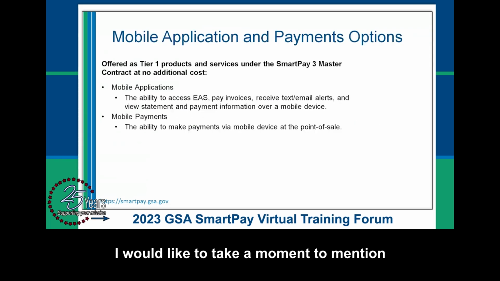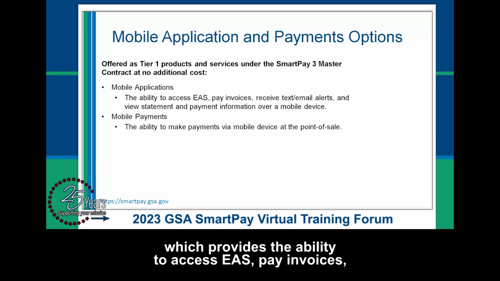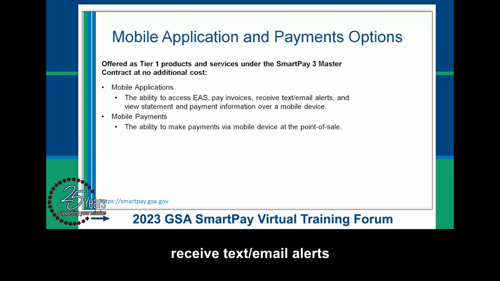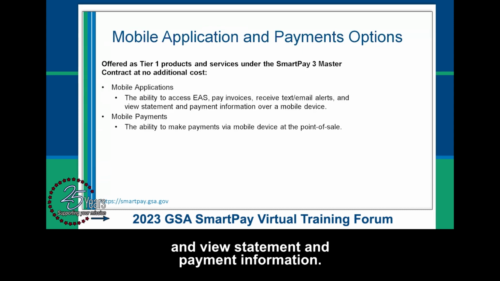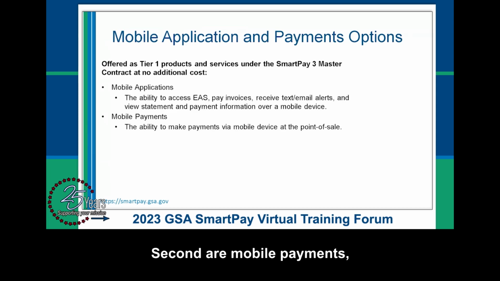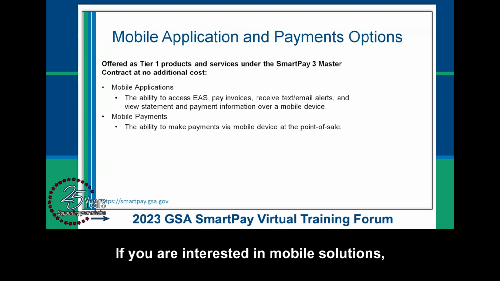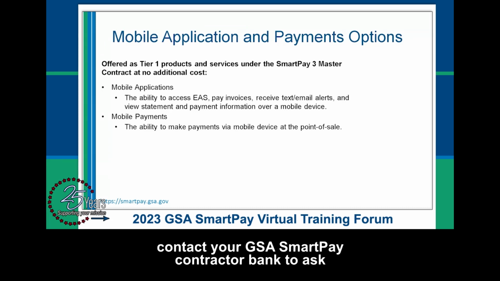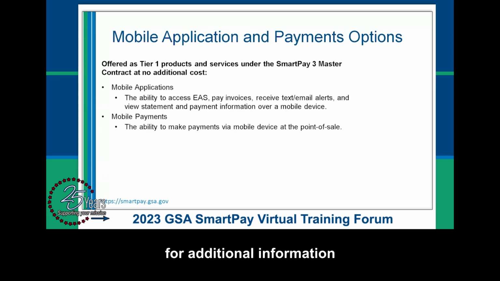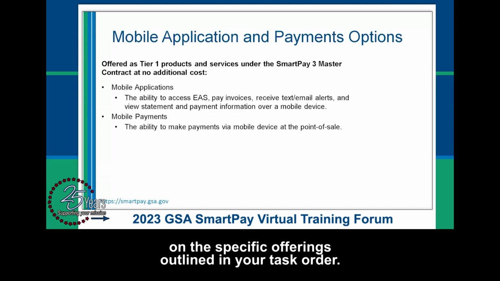At this point, I would like to take a moment to mention the two mobile tools offered as Tier 1 products and services under the SmartPay 3 Master Contract at no additional cost. First, we have mobile applications, which provide the ability to access EIS, pay invoices, receive text and email alerts, and view statement and payment information. Second are mobile payments, which allow the user to make secure payments using a mobile device at the point of sale. If you are interested in mobile solutions, contact your GSA SmartPay contractor bank to ask for additional information on the specific offerings outlined in your task order.